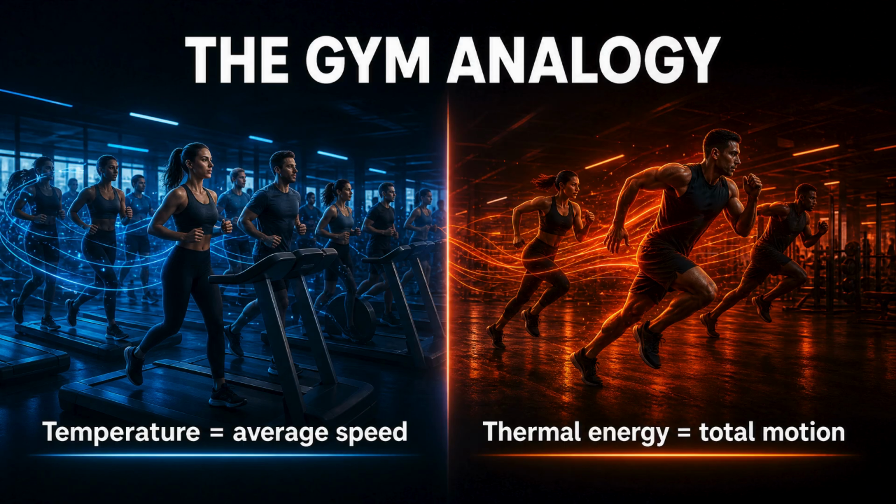Here is a simple analogy. Imagine two groups of people in a gym. In the first group, there are many people moving at a moderate speed. In the second group, there are only a few people, but they are moving very quickly. The average speed of the people is like temperature. It tells us about the typical motion of an individual person. The total motion of everyone in the gym is more like the total thermal energy of the system. It depends not only on how fast the particles move, but also on how many particles there are and how they interact. This is why a system can have a high temperature without having the greatest total thermal energy, or a lower temperature with a large amount of total thermal energy.